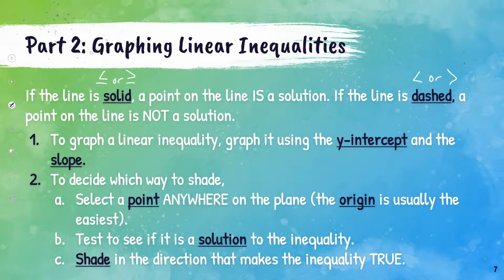We're going to graph linear inequalities just like we graph linear equations. You're going to graph it using the y-intercept and the slope. Then we're going to decide which way to shade by selecting a point anywhere on the plane. The origin is usually the easiest. And then we're going to test to see if it is a solution to the inequality. You're going to shade in the direction that makes that inequality true.